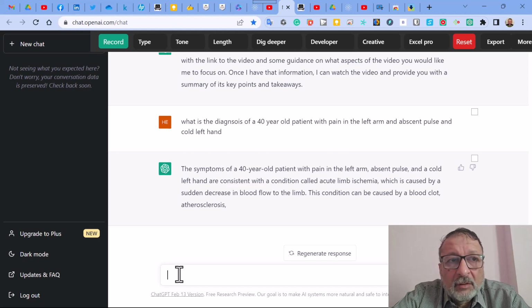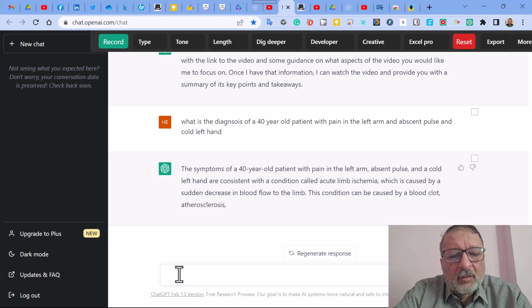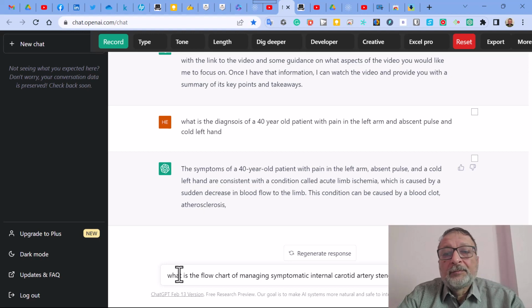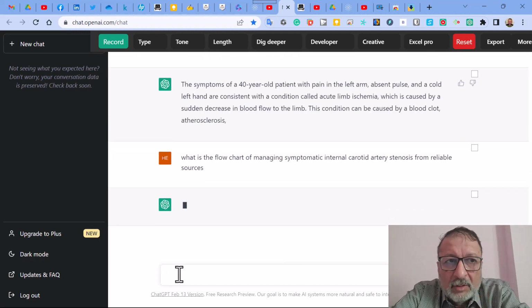So let us say, what is the flow chart of managing symptomatic internal carotid artery stenosis from reliable sources? Here is a question, but you know that if they have a guideline in 2022, it will not be included in this. But let us see what is the flow chart of managing symptomatic internal carotid artery stenosis.